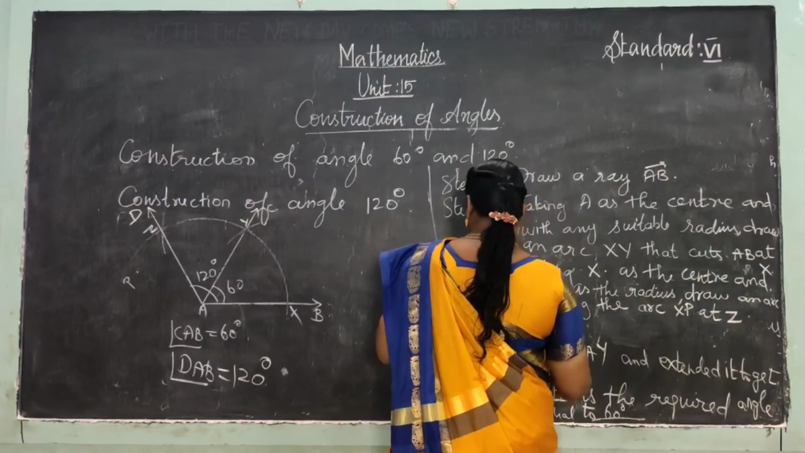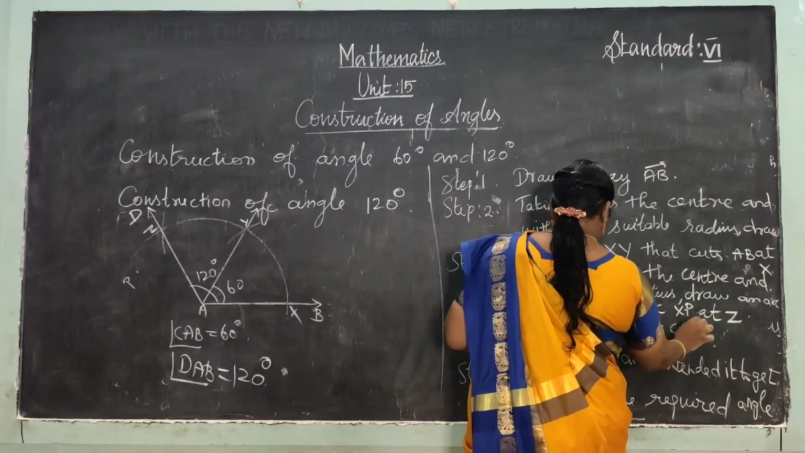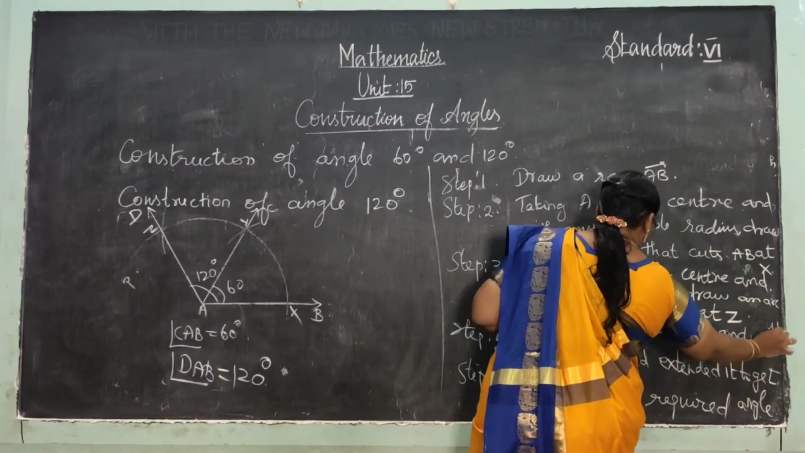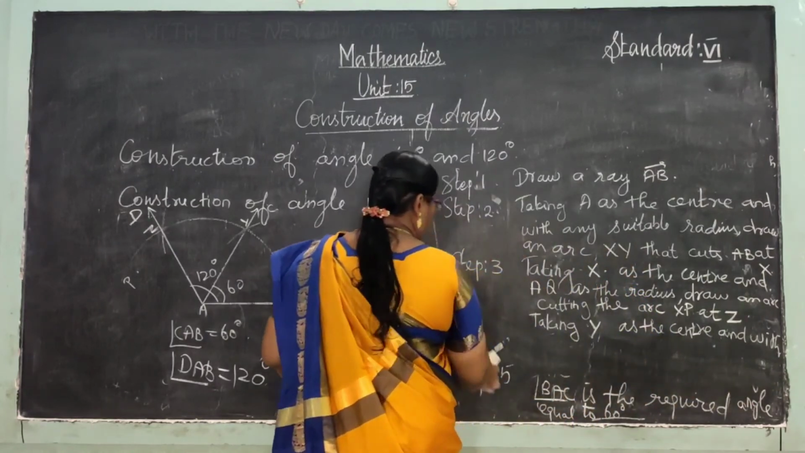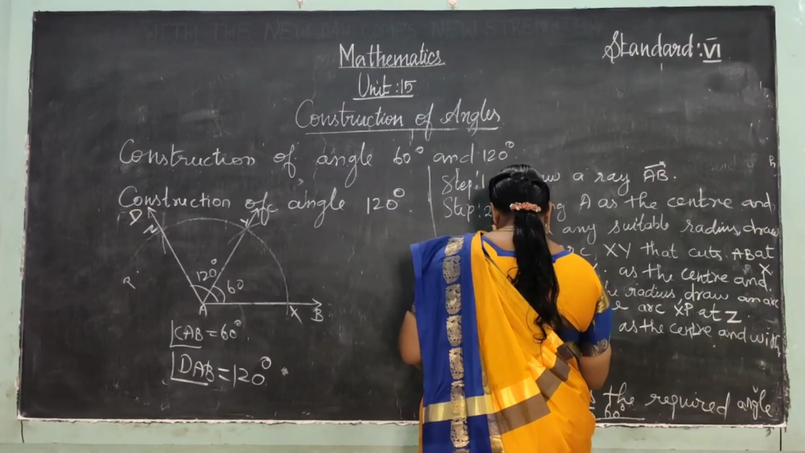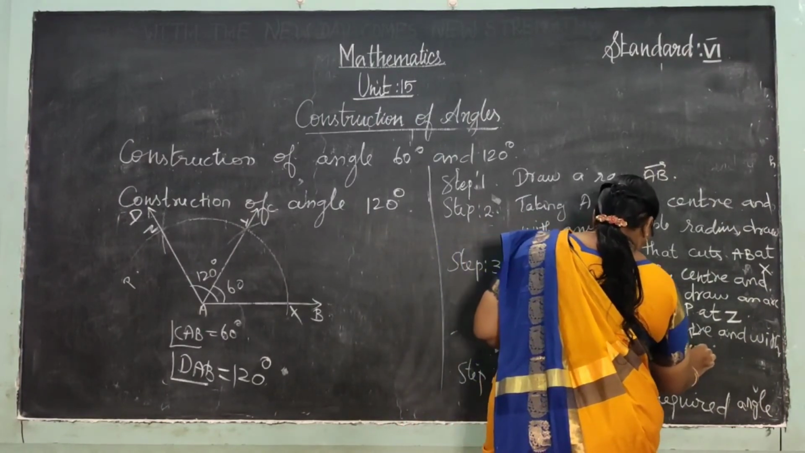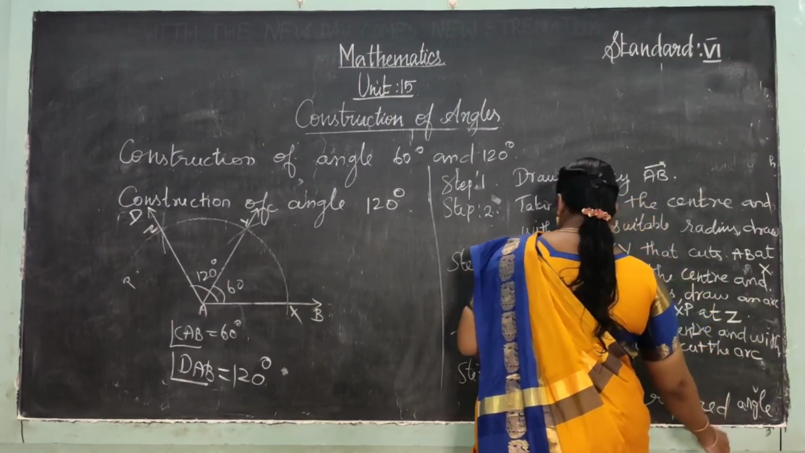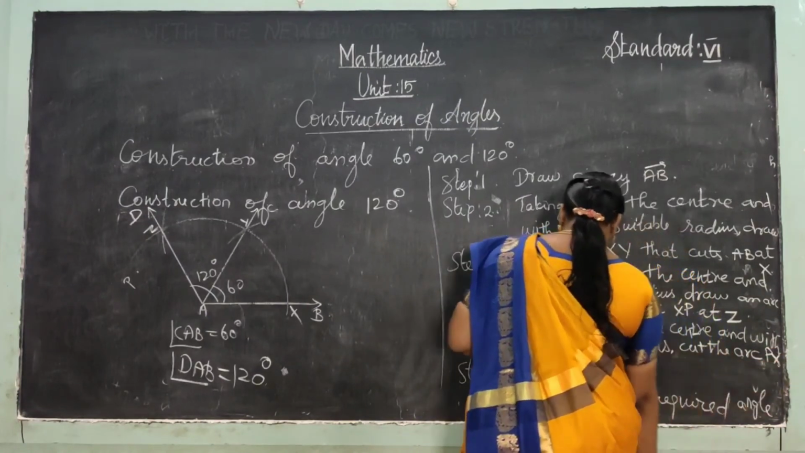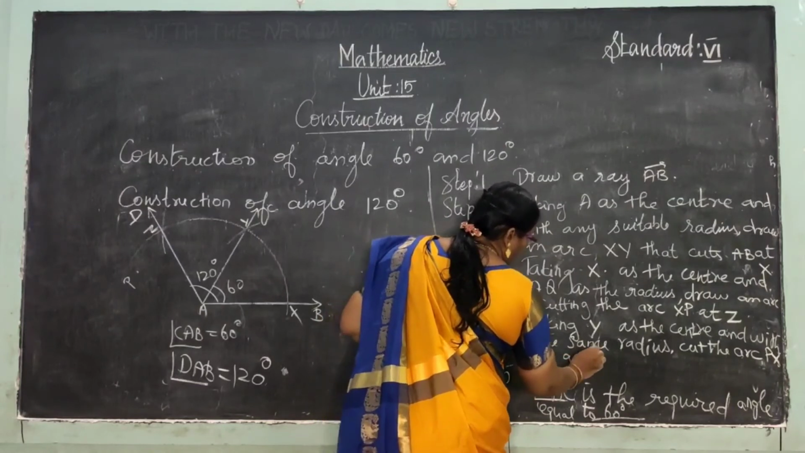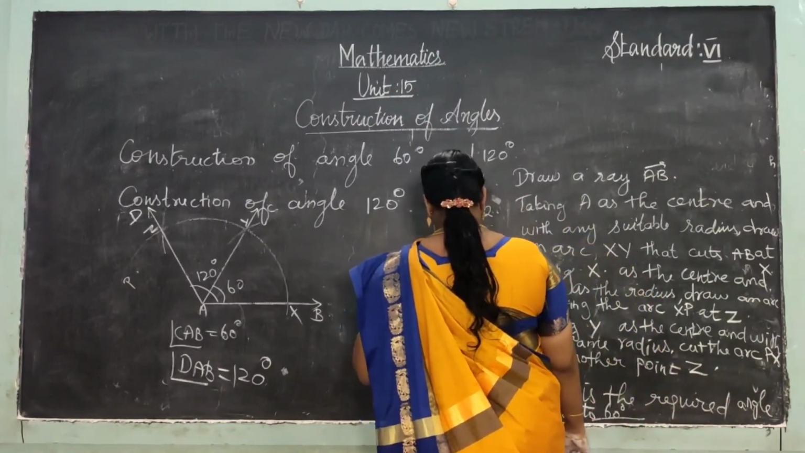Taking Y, the same procedure, taking Y as a center and with the same radius, cut the arc PX at another point.